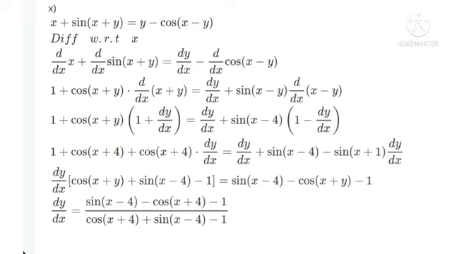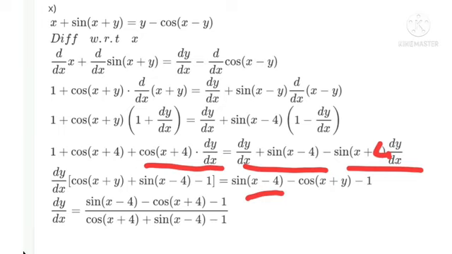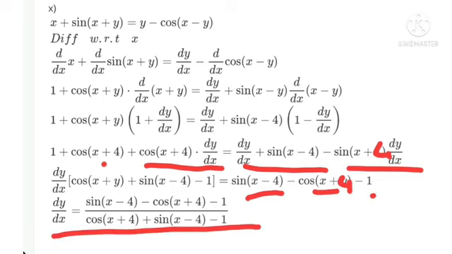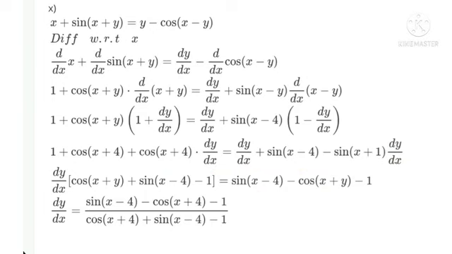We want dy by dx, so collect dy by dx. Here dy by dx is there with cos(x plus y), and here dy by dx is there. Okay, you collect all these terms of dy by dx, then what remains? cos(x plus y) plus sin(x minus y), here there is minus 1, remaining sin(x minus y), and here minus cos(x minus y) is there, and here minus 1. So you finally get the value of dy by dx. Okay, understand question number 3? It is easy, you can solve.